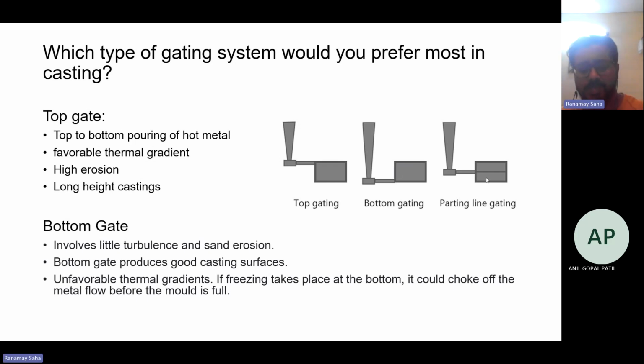And then you have this kind of parting gating system, which is actually a trade-off between the top and bottom gating. It takes care of the advantages of both and minimizes the disadvantages of casting. Line gating is the most used case of casting.